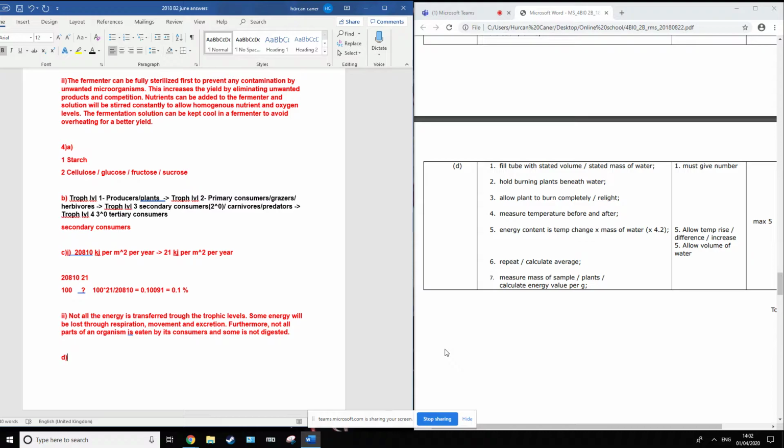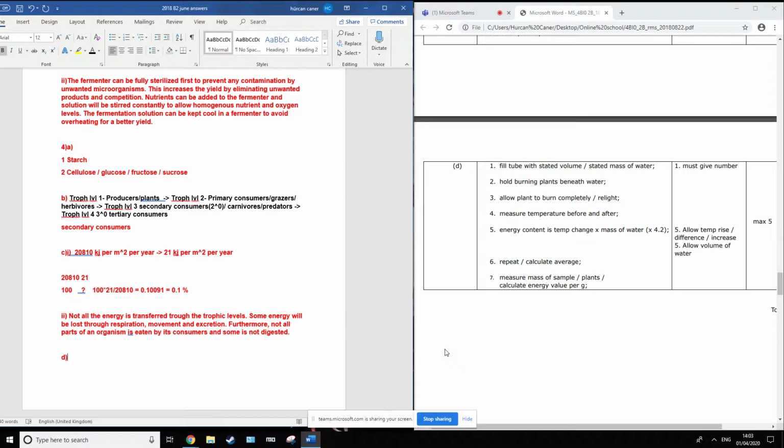The energy needed to raise the temperature of 1 gram of water by 1 degree is 4.2 joules. A volume of 1 centimeter cube of water has a mass of 1 gram. So you have 20 centimeter cubes, which means you have 20 grams of water. So to raise the temperature of 1 gram of water by 1 degree, you need 4.2 joules.